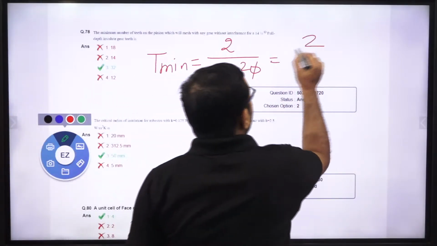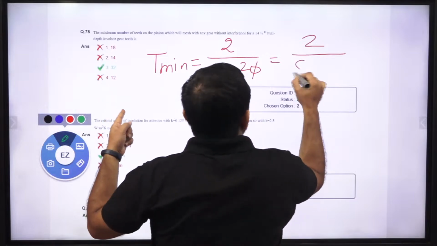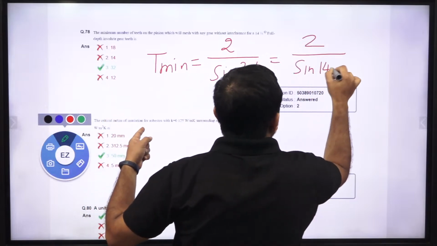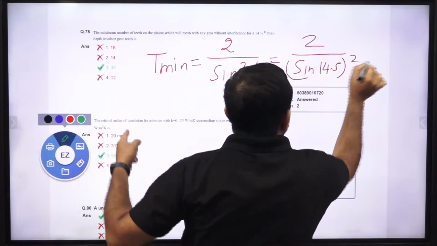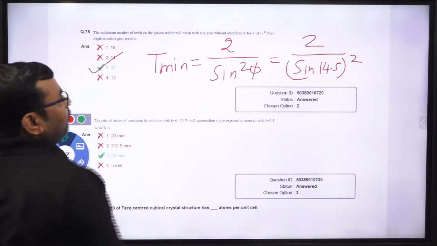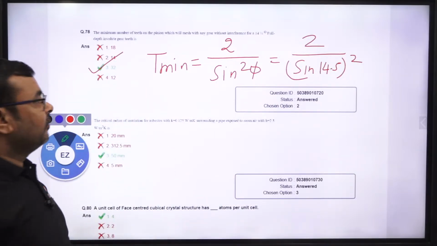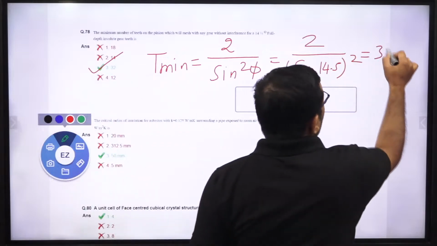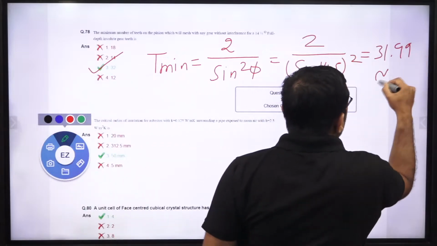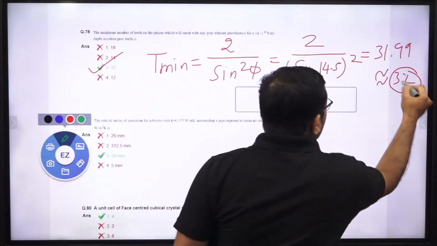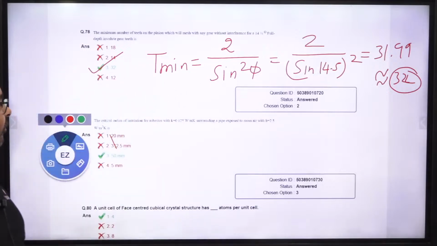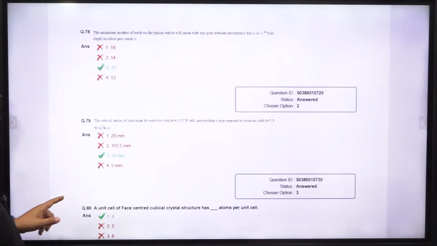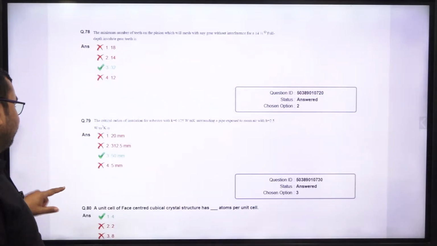So now if you solve this, then you will get 2 times sine 14.5 degree whole square. And now if you solve this, then you will get 31.99, and it will be taken as 32. So 32 is the minimum number of teeth required for 14.5 degree involute tooth.